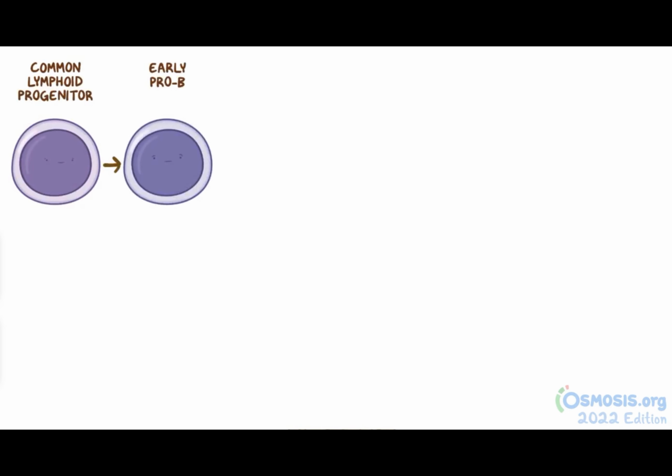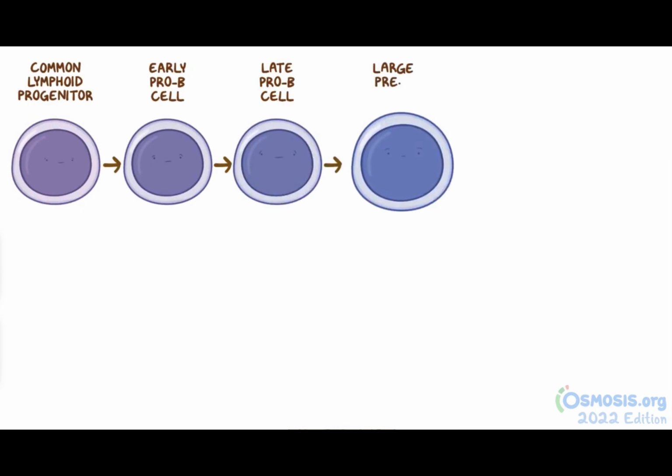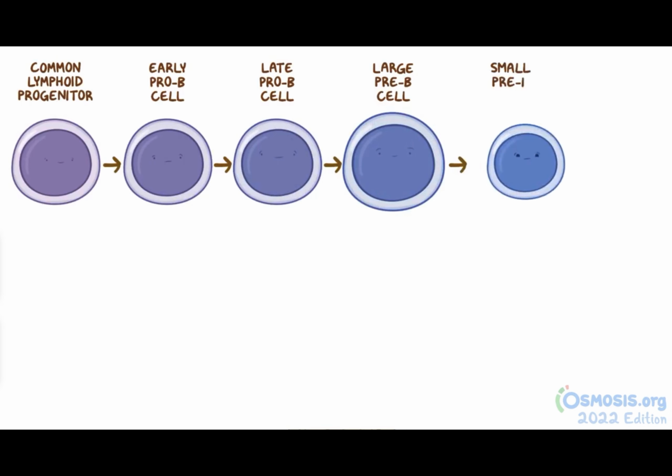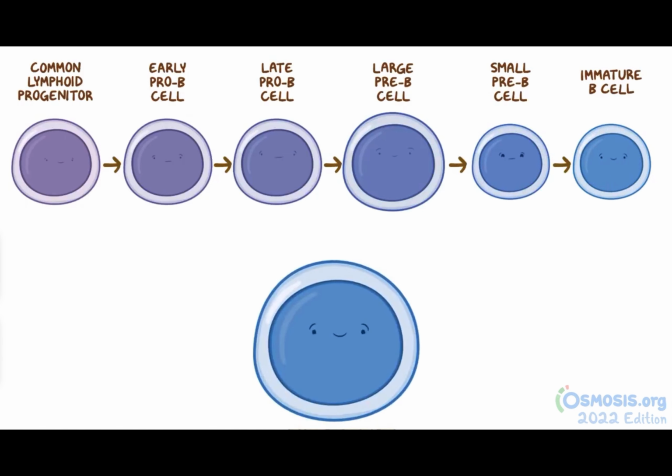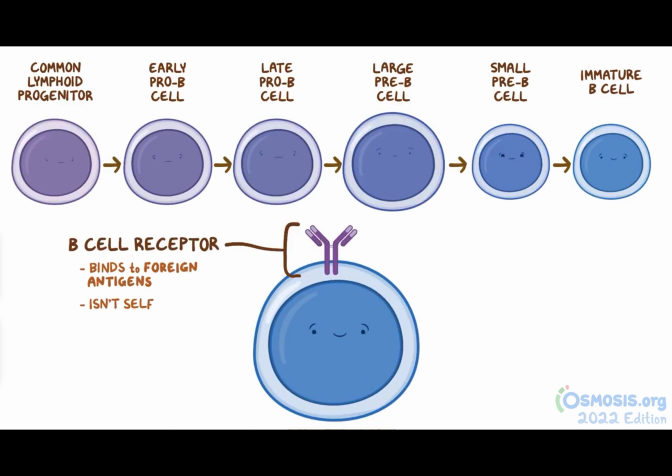As they develop, B cells go through 6 stages. They start as common lymphoid progenitor cells, then become early pro-B cells, then late pro-B cells, then large pre-B cells, then small pre-B cells, and finally immature B cells. As the cell develops, it makes permanent changes in its DNA, so that by the time it's an immature B cell, it has DNA that uniquely codes for a B cell receptor that can bind to foreign antigens but isn't self-reactive.